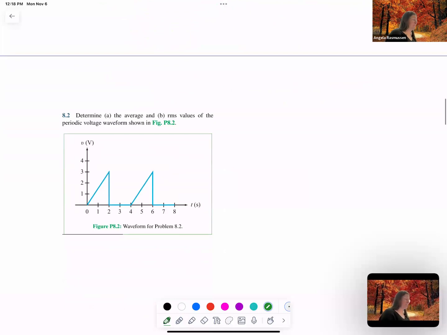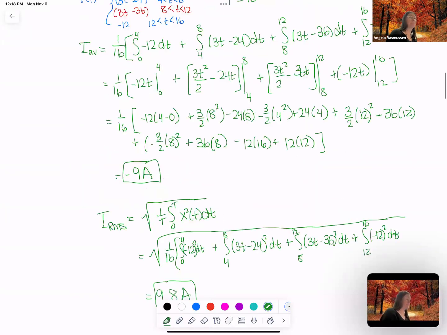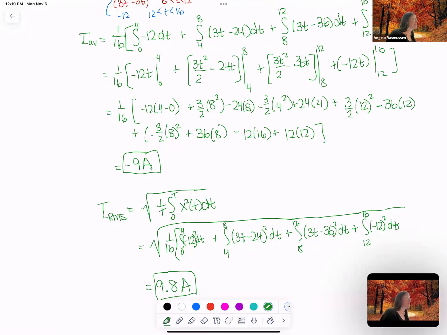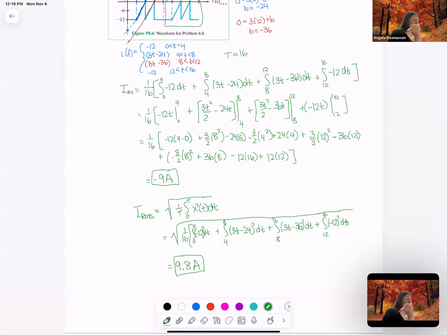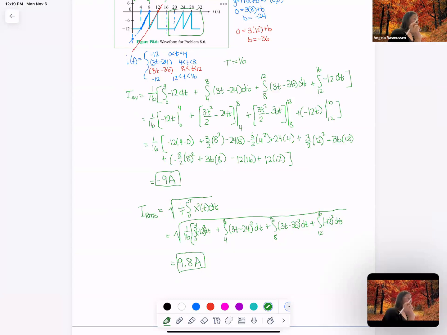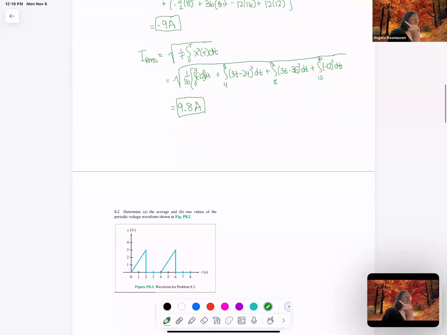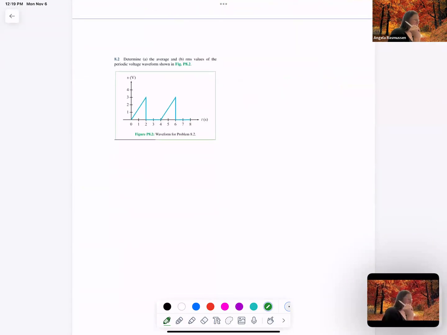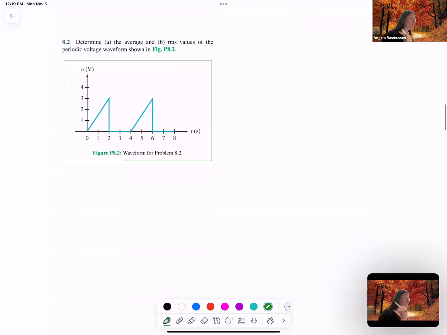Okay. Questions? Yeah, 9.8 amps. Okay. You guys try one? All right. So try this one. Determine the average and the RMS value of this periodic signal.